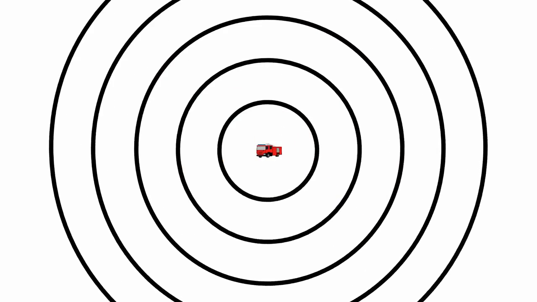thing that is emitting waves. It could be a fire truck emitting sound, it could be a star emitting light, it could be a duck creating ripples on a pond. Those are all waves, and they all look something like this.